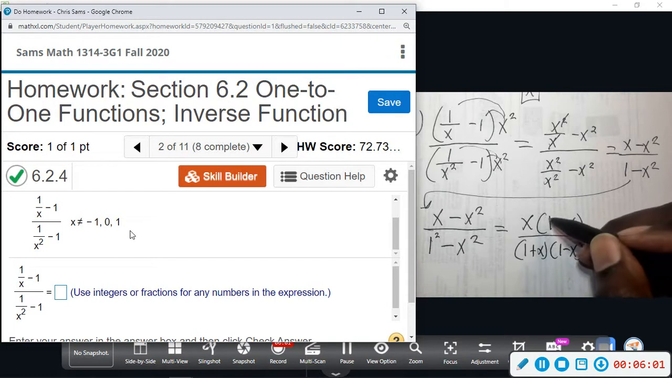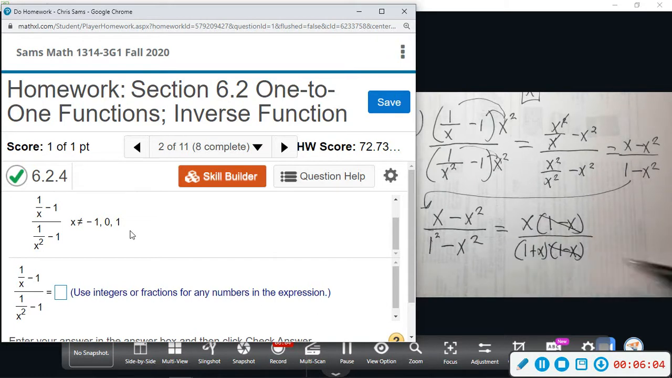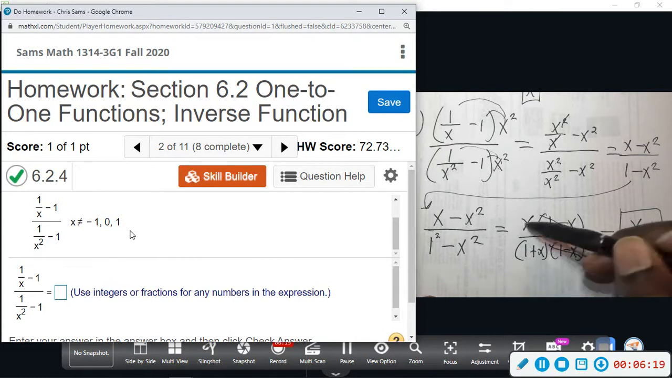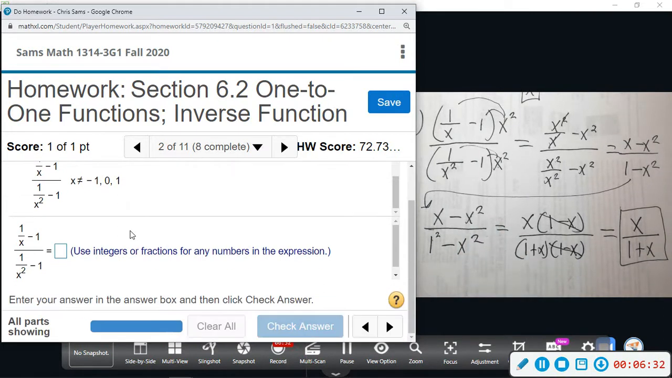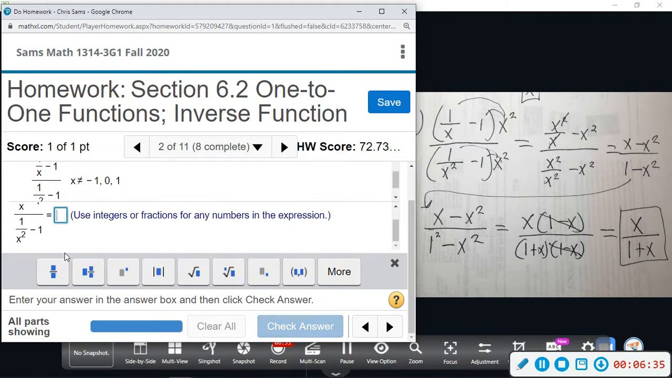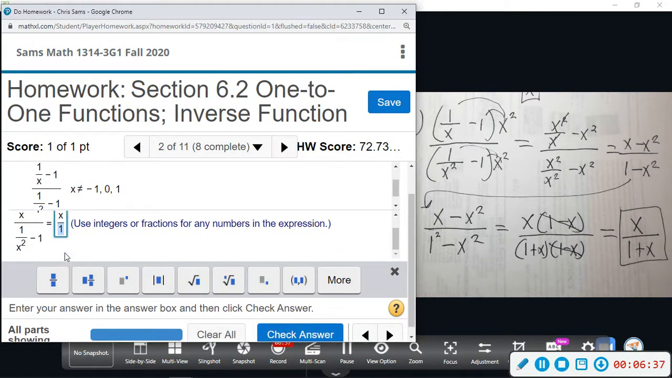The 1 minus x will divide out on the top and the bottom, leaving us with x divided by 1 plus x. That will be our final answer. A lot of people want to divide the x in here, but whatever you divide out has to be multiplied through everything. I could divide this out because this was all multiplied, but this is added together, so I can't just divide that out. It has to come out of everything. So the final answer will be x divided by 1 plus x.